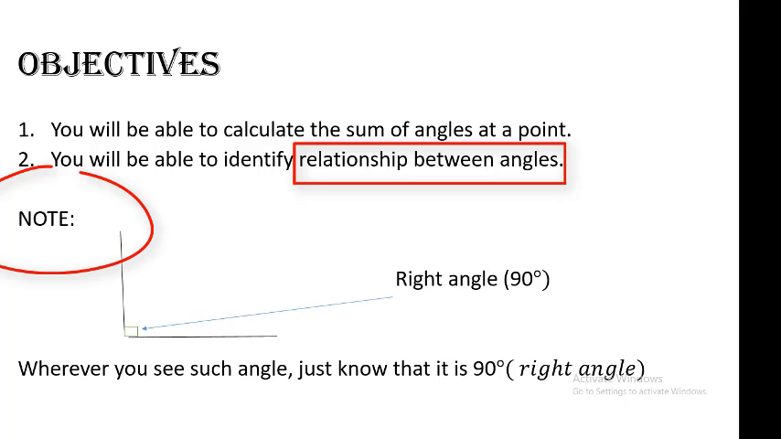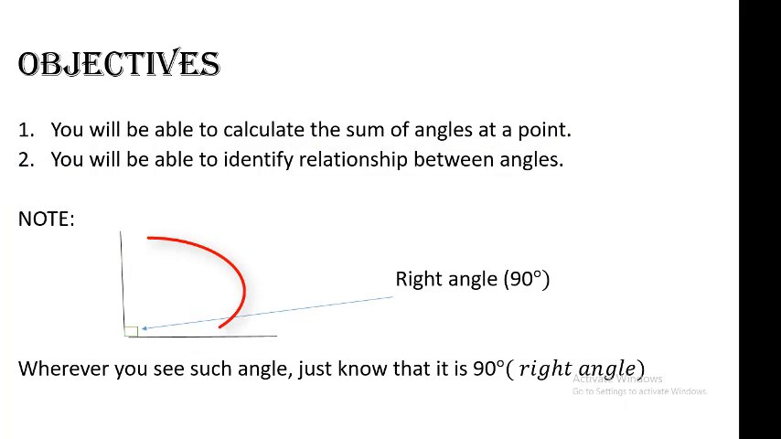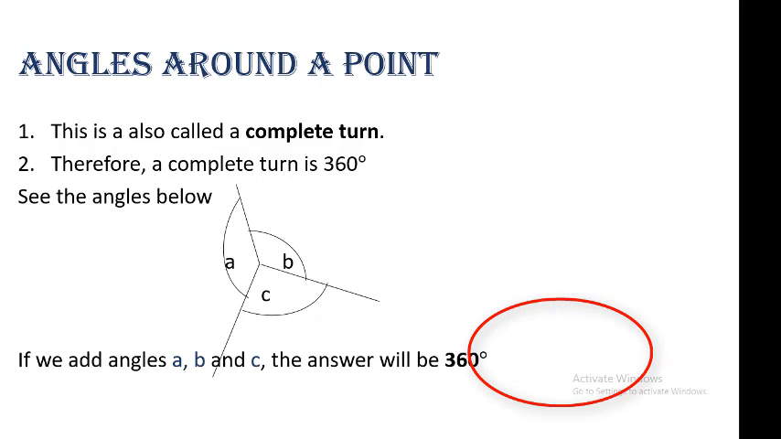But take note that whenever you see this angle, that small square at the corner there, just know that that angle is a right angle, which is 90 degrees. So wherever you see such an angle, just know that it is 90 degrees, which is a right angle.